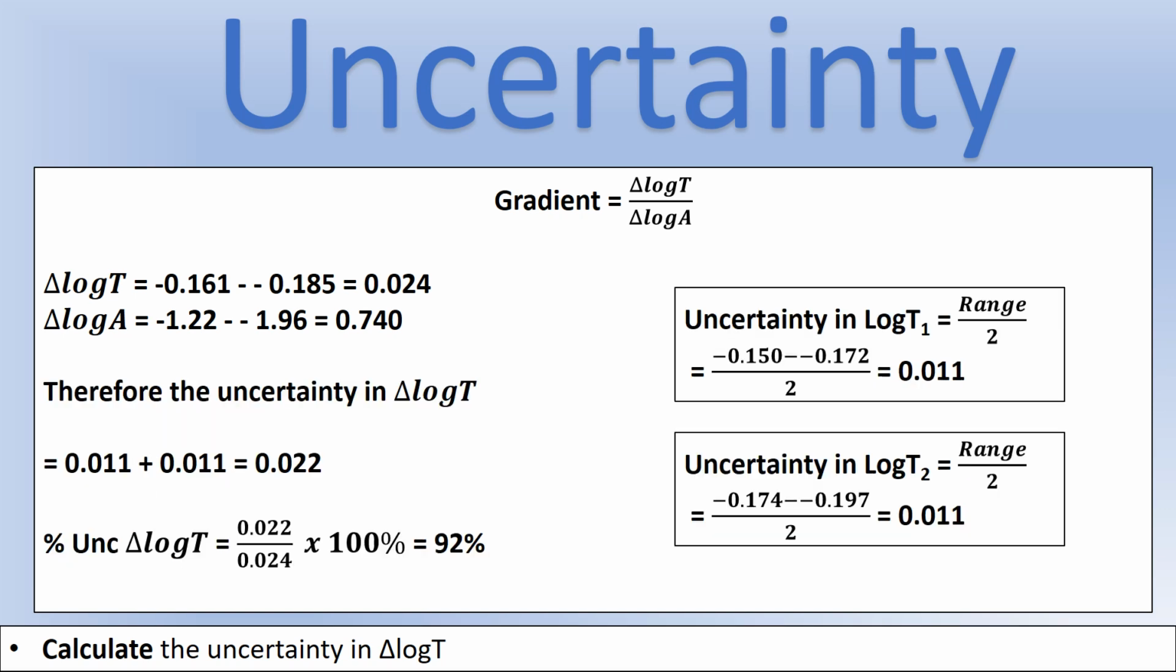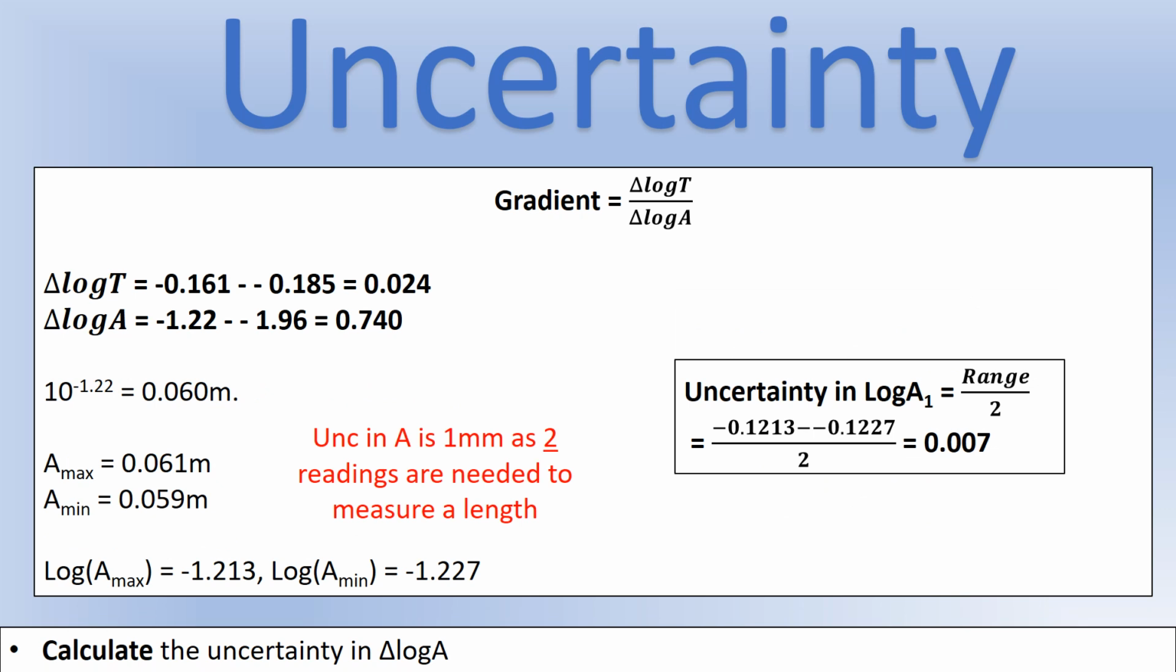And then to find the uncertainty in the change in log t, it's those two uncertainties added together, so 0.022. We divide that by the value of the change of log t, 0.024, and we end up with 92%, which seems very high, but remember we're dealing with very, very small numbers, so a high percentage uncertainty doesn't actually lead to a very big uncertainty in that value. But we'll get to that later on.